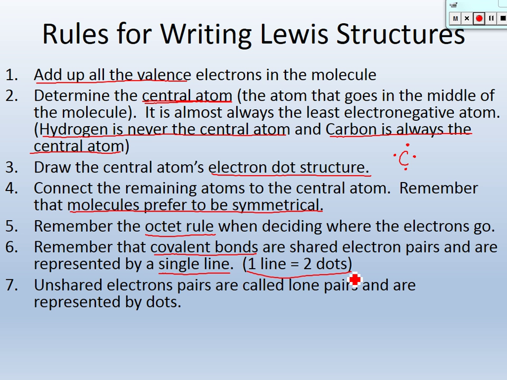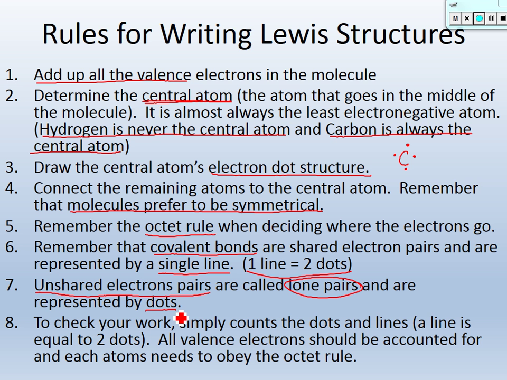Rule number 7. Unshared electron pairs, underline this, unshared electron pairs are called lone pairs. Please circle lone pairs. We're going to talk a lot about lone pairs coming up. Well, if they're unshared, it means they're not between 2 different atoms. They're not shared pairs or covalent bonds. They're just unshared. They're by themselves. And we're going to keep them, and they're going to be 2 dots. We just call them lone pairs.